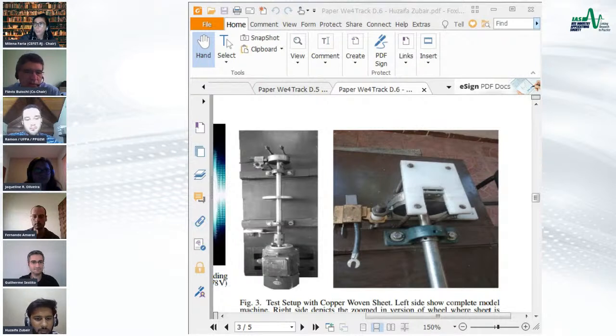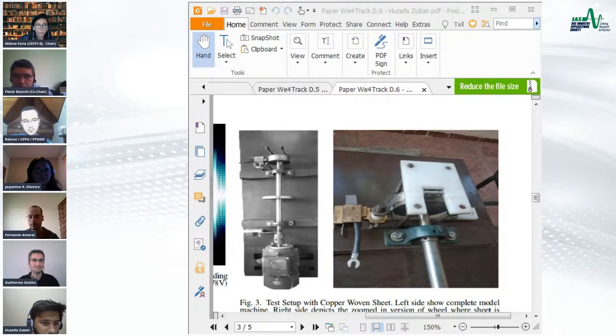What are the specifications for this linear actuator? You said only a linear actuator, but what is it? Sir, basically we use a piezoelectric actuator. It's something like mechanical.